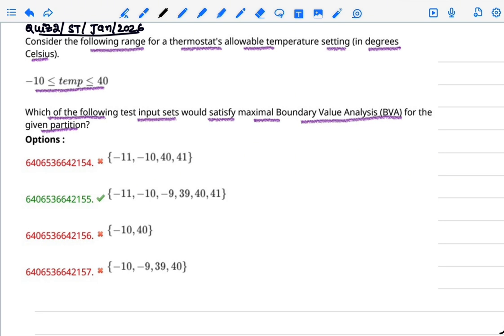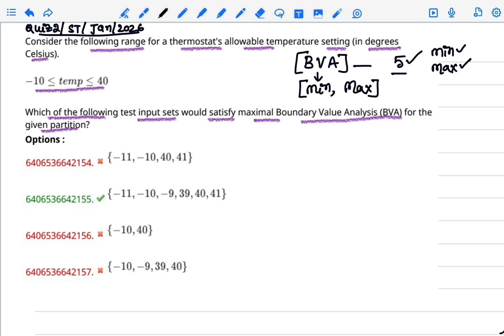In BVA, boundary value analysis, there are 5 standard values, right? They give the minimum value and maximum value range. So what are these 5 values? The first is the minimum value, the maximum value, and minimum means decreasing, that is minimum minus 1. Maximum means increasing, that is maximum plus 1.